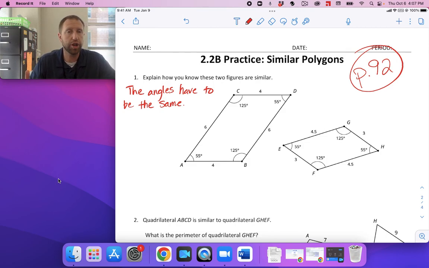They also have to be the same shape. Let's start off by saying that. I could have a square that has four 90-degree angles, and I could have a rectangle that has four 90-degree angles. Just because the angles are the same doesn't mean the two shapes are similar, right? So let's say that it has to be the same shape.